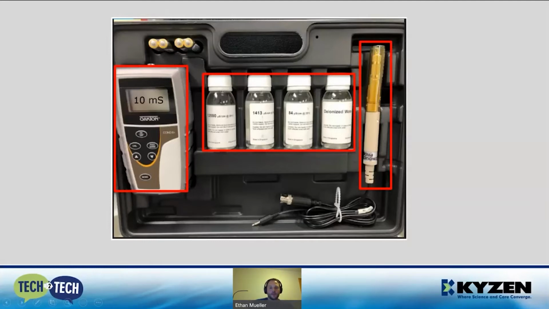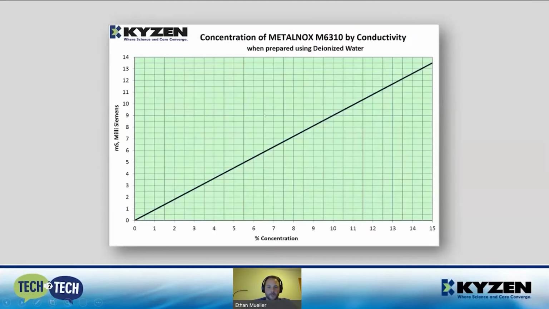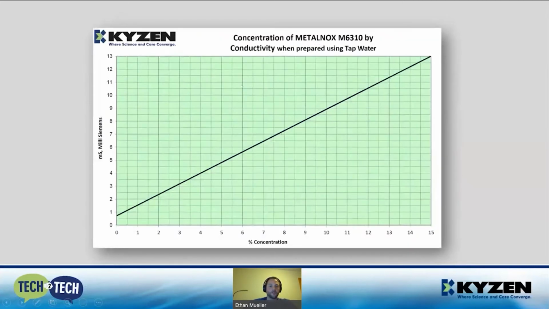So we're going to take that 10 millisiemens to the graph that Kaizen develops for each of our products. These graphs are unique to each of our products. This one is for METALNOX M6310, and it's in a process using deionized water. We also have graphs that are corrected for the use of city water. So let's just pretend that we are using M6310 in a process using city water.